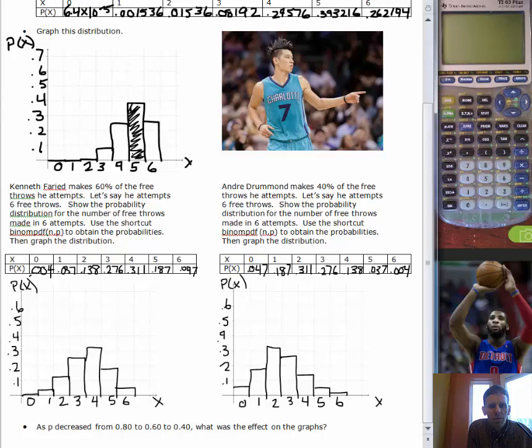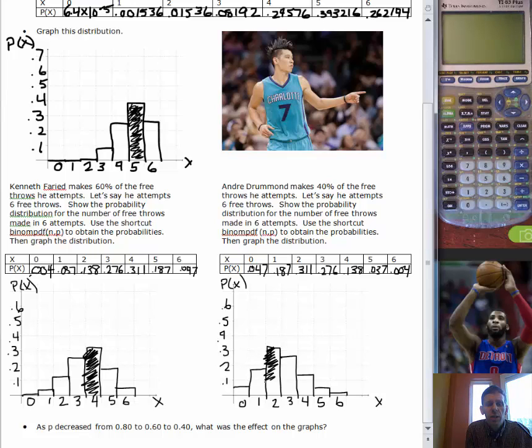He made 80% of his free throws, so the most likely event for him in 6 free throws was for him to make 5. Kenneth Faried only made 60% of his free throws, so his most likely occurrence was to make 4 out of 6. And Andre, well, he only makes 40% of his free throws, so the most likely event for him is 2.